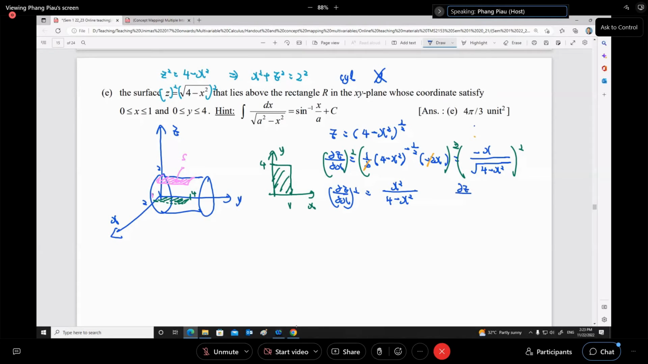If you go for del z del y, you should know that there is no y here, so you have 0, and even though you power 2 it, you still have 0. But there is one extra step that you need to do if you find this. You collect everything and put it as one. The extra step is this: here is 4 minus x power 2, then here is 0, here is 1.